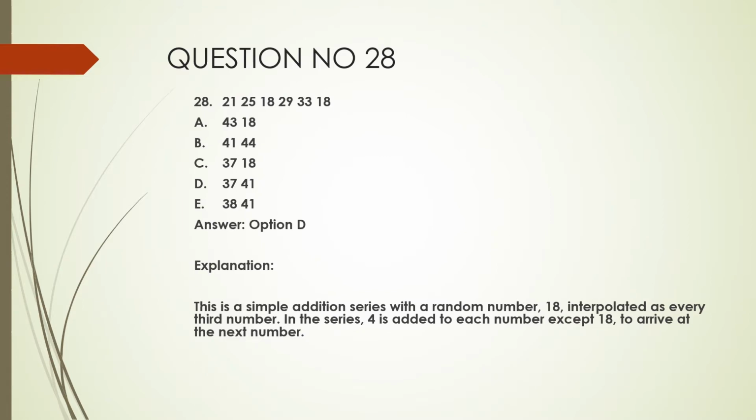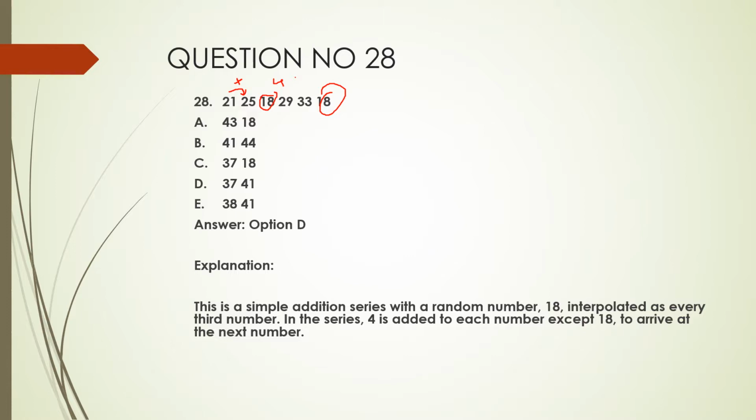Let's see the next question then. 21, 25, 18, 9, 29, 33, 18. Here again you can see there is a repetition of 18. So just try to avoid these repetitions, and let's check if there's any pattern. 21 became 25, so there's an addition of 4. Then 25 to 29, again 4 is added. 29 to 33, again 4 is added. So to 33, we must add 4, and you will get 37 as the next letter.